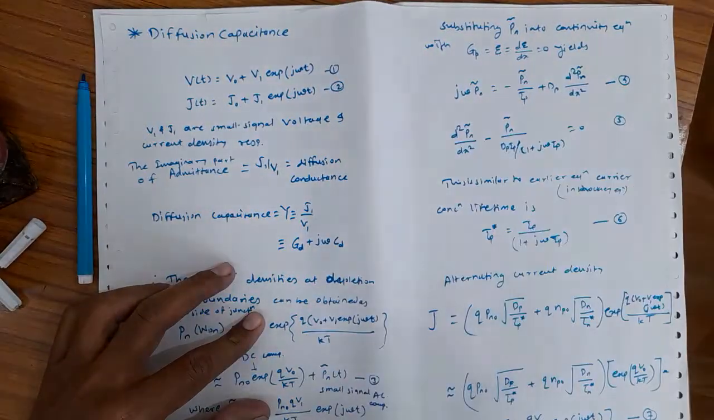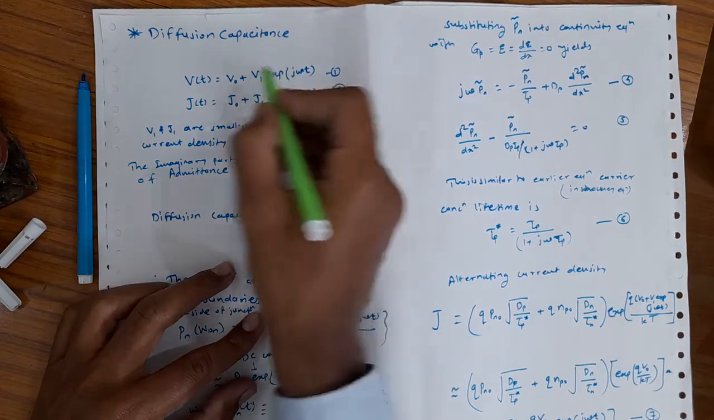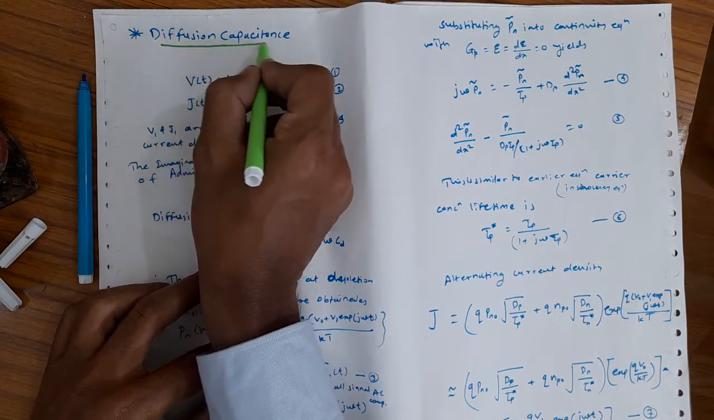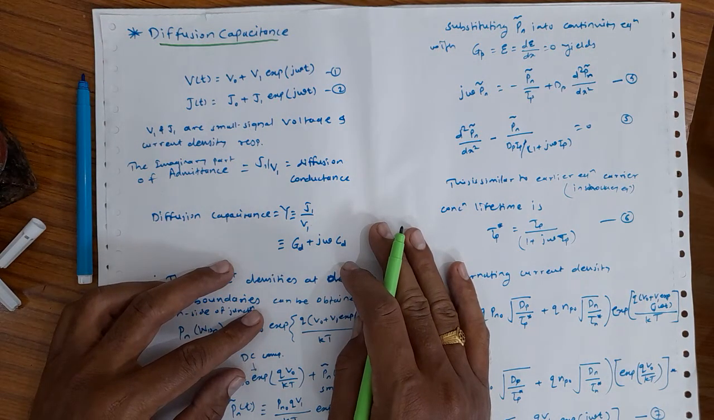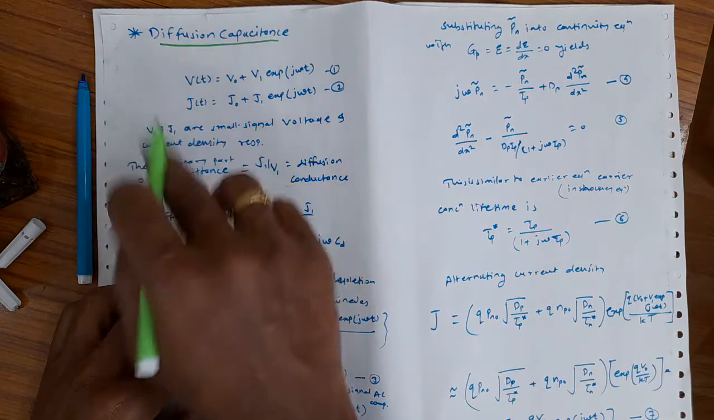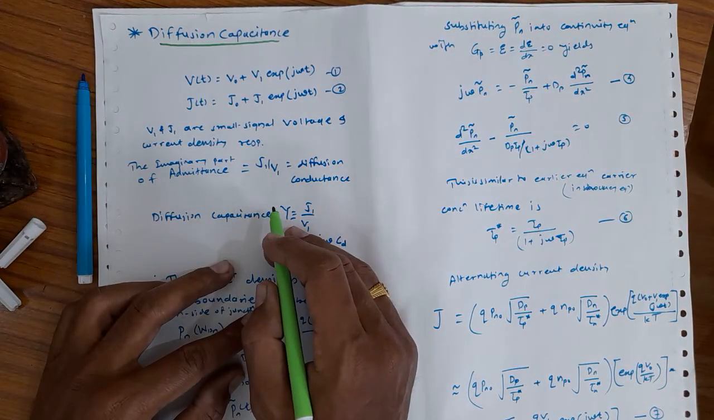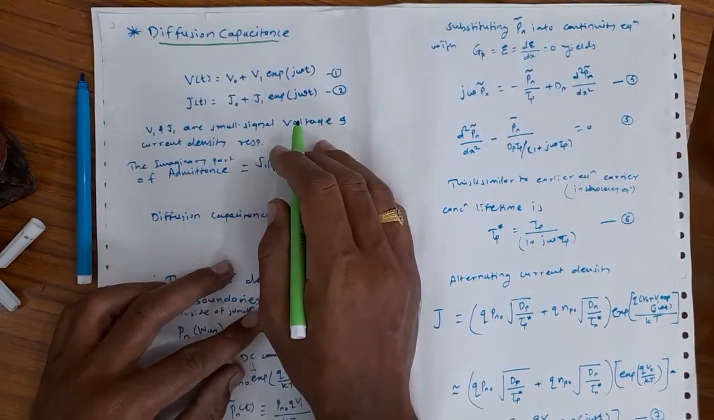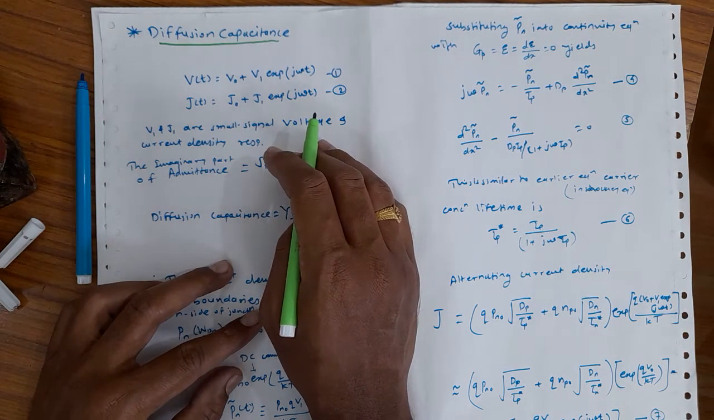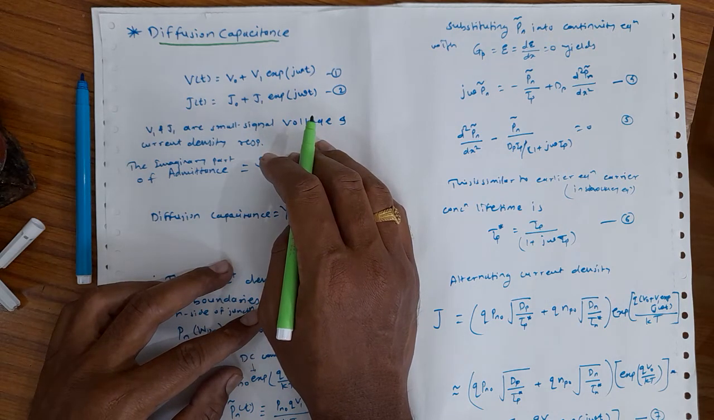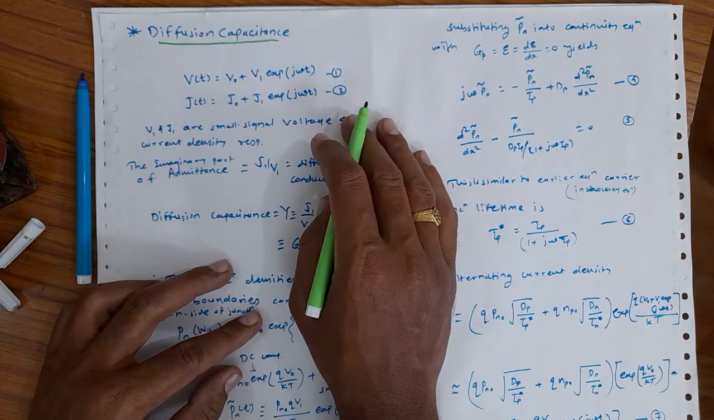Actually, in the last lecture when we considered the depletion layer capacitance, we considered the capacitance of the junction when it is reverse biased. So in the earlier case, the junction capacitance was under the reverse bias condition. Now in the diffusion capacitance, we are going to talk about when the PN junction is forward biased.